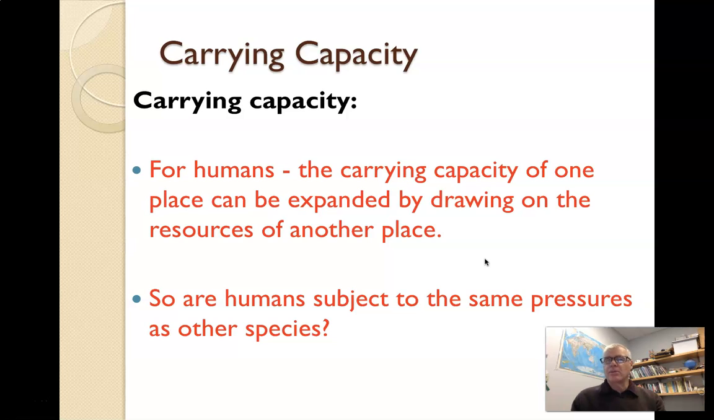The one thing about carrying capacity in humans, however, is that we can do some things that are a little tricky. Not only do we migrate, and other animals migrate too, like there's certain birds that migrate, and buffalo used to migrate across the Great Plains, all that sort of thing. But we have the ability of taking resources from one place and putting them somewhere else.